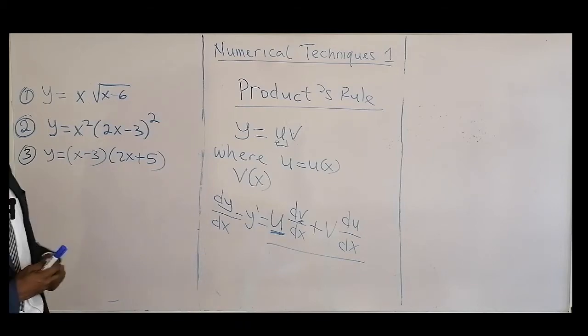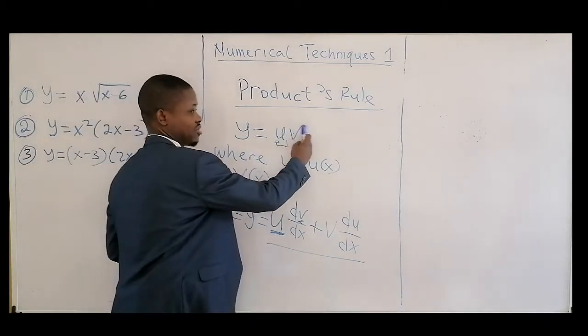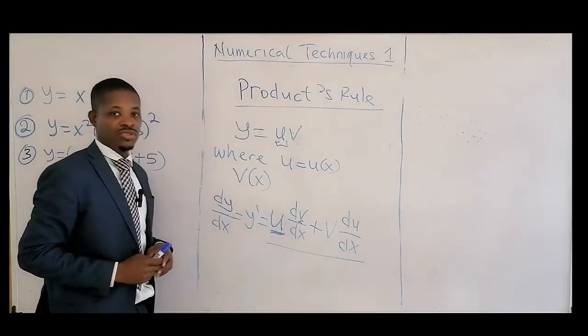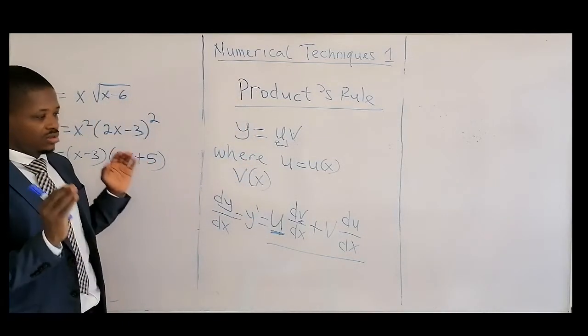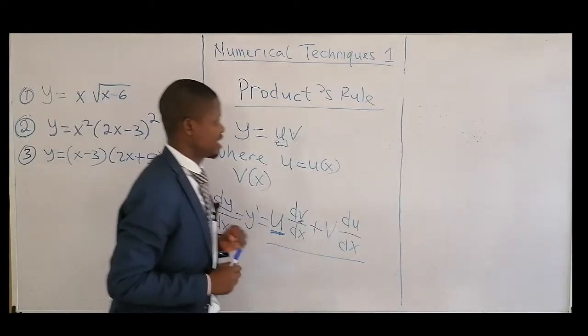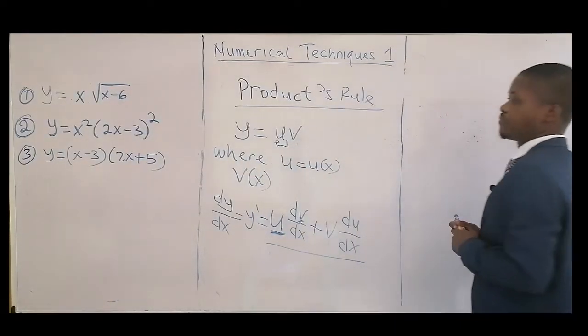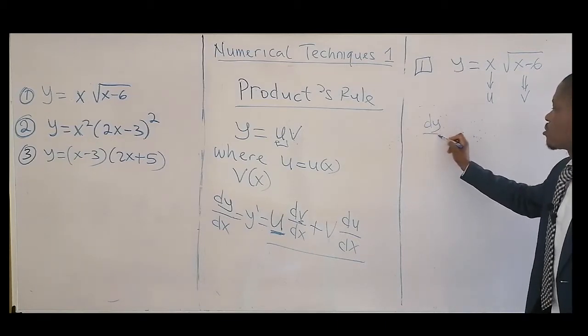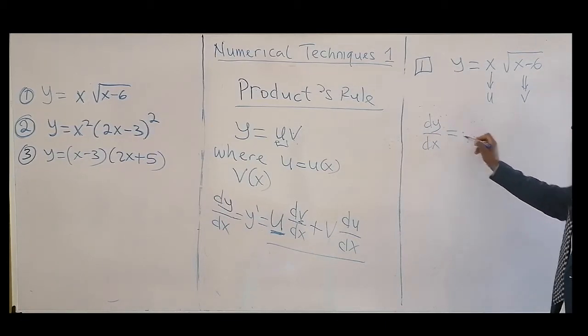Okay. You can also have a product of three items. It's not the scope of this course. So we just focus on two items. Okay. So let's see applications of that, and that will take us to question 1. So you can see this is the first function, which is u. This one is the second function, which is what? v. So your dy/dx will be equal to what?